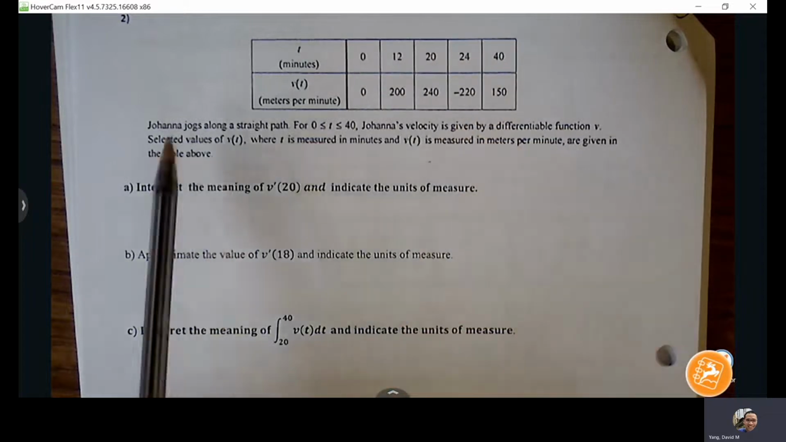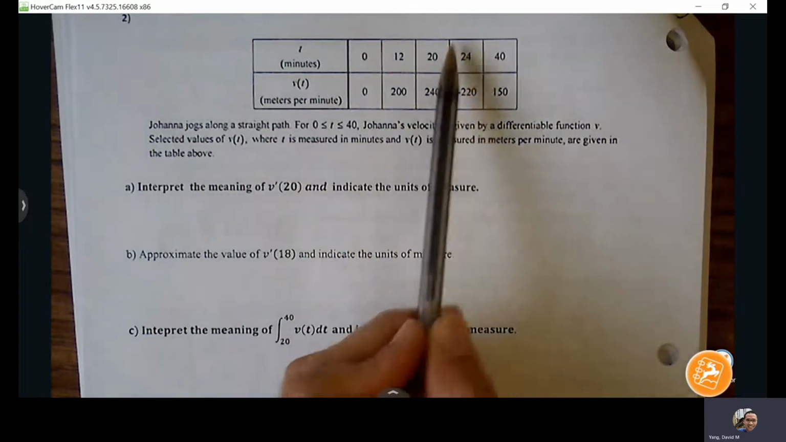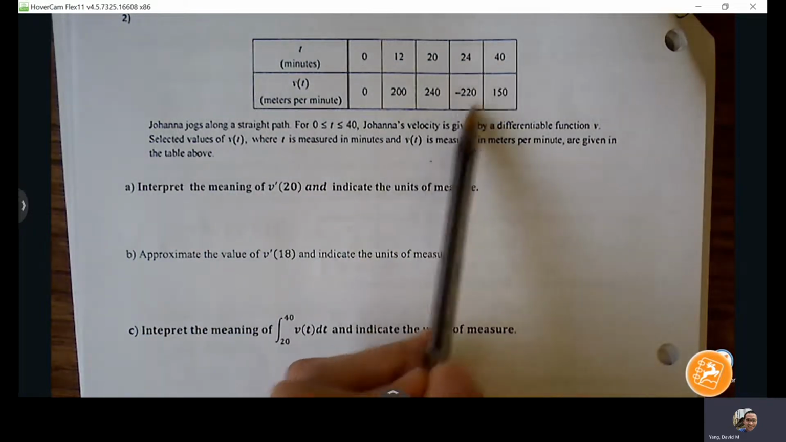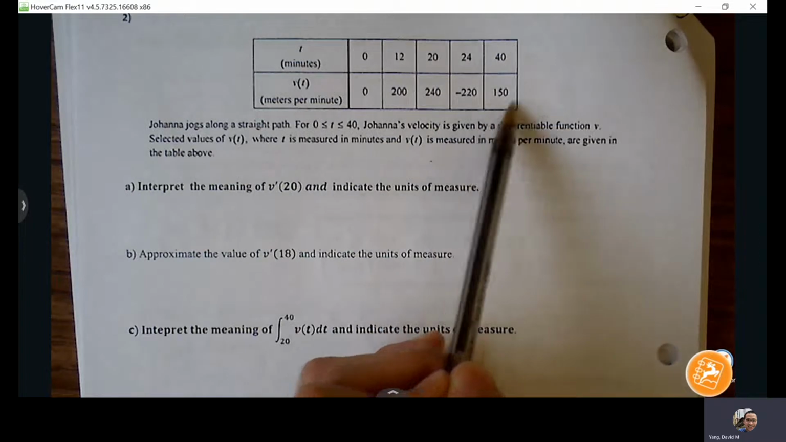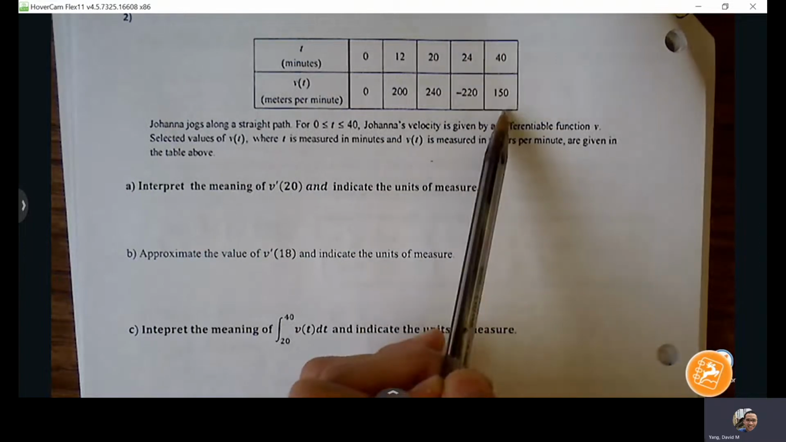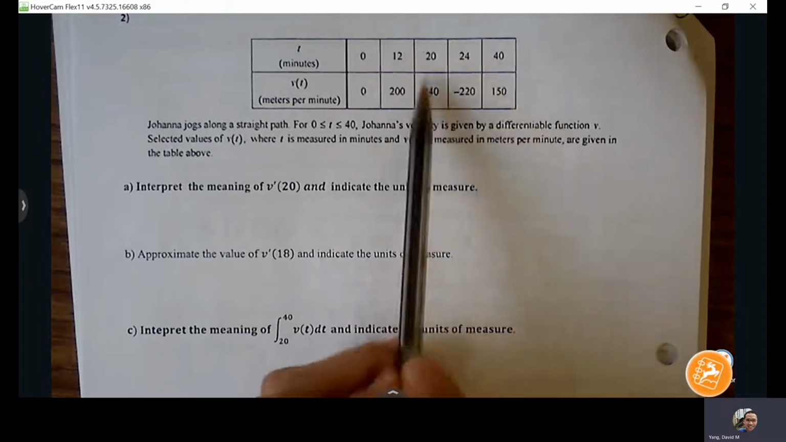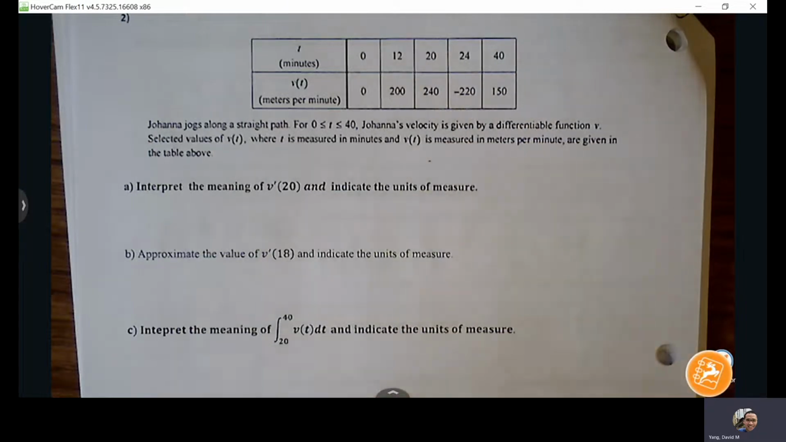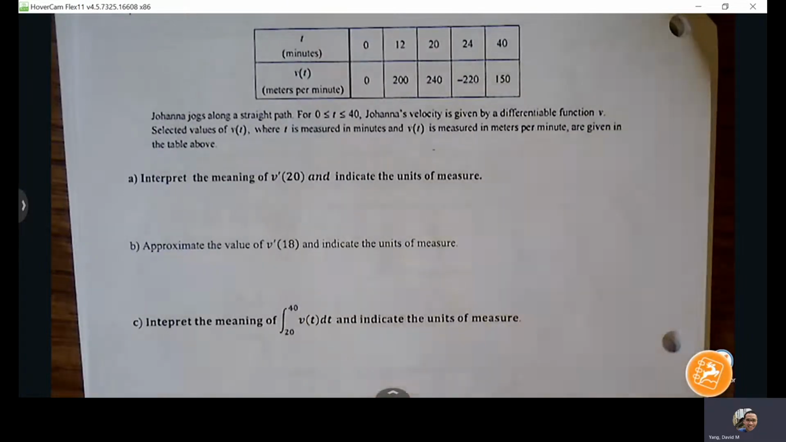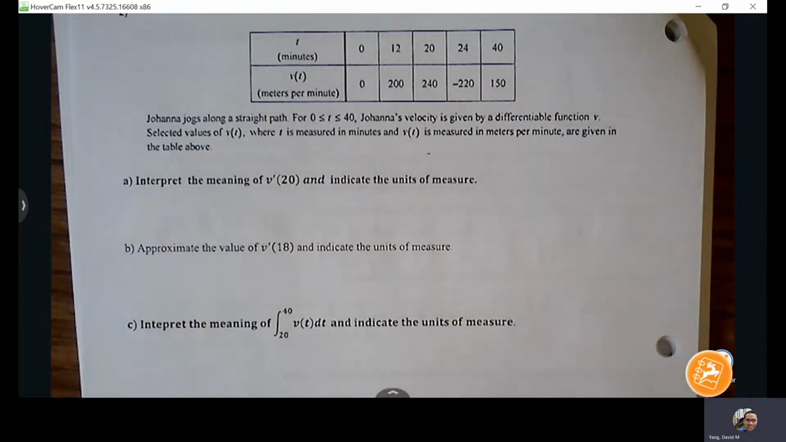She changes direction, right? She's jogging along the straight path in the positive direction, but then she's going to backtrack and go in the opposite direction. But then at some point, she's going to turn back around and start going forward again. We don't know exactly where, but we do know that somewhere she definitely changes direction at least once. So there's the picture of just a general idea of her movement here.